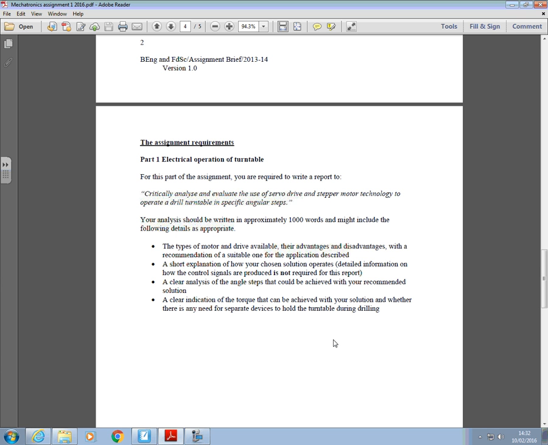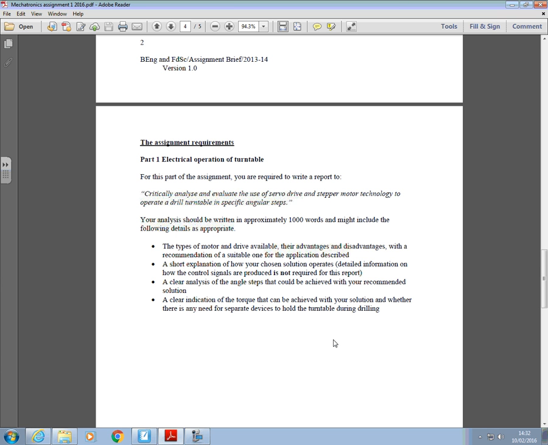It might include the following details as appropriate. Types of motor and drive available, what their advantages and disadvantages are, with a recommendation for a suitable one. A short explanation of how your chosen solution operates. Detailed information on how the control signals are produced is not required. So we aren't interested in how a controller controls the position, just that it can control the position.